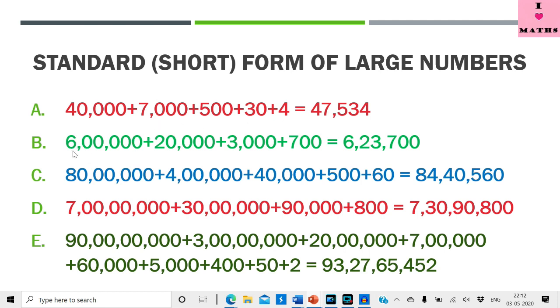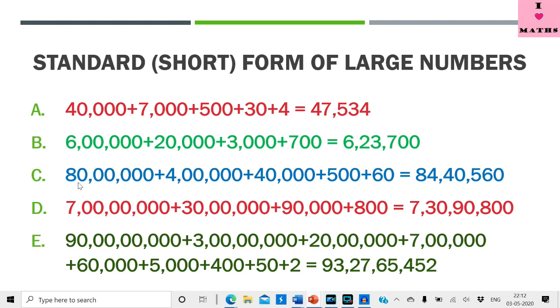Okay, now let us move to bigger number. This is 6 lakh plus 20,000 plus 3,000 plus 700. So 6 at lakhs place, 2 at 10,000s place, 3 at thousands place, 7 at hundreds place, and mind you, there is nothing at tens place and nothing at ones place. So we are going to put 0 at tens place and 0 at ones place.